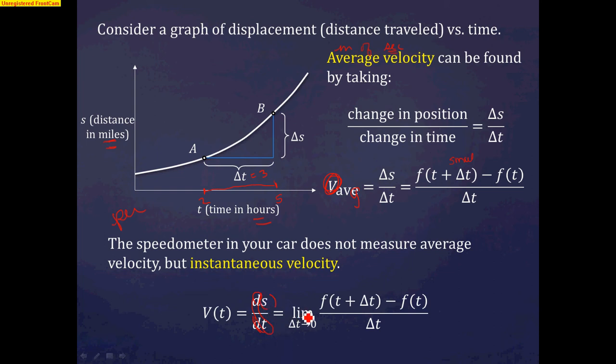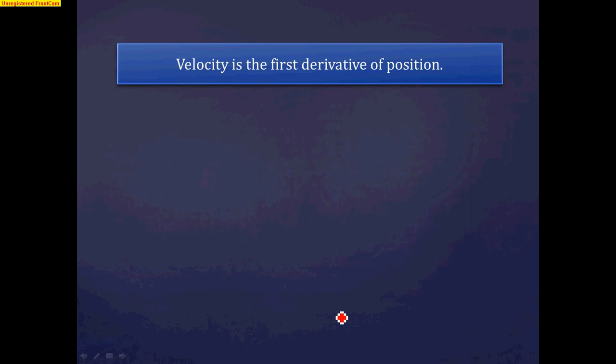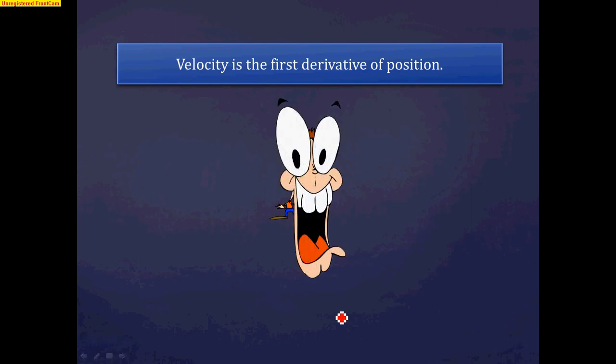And of course that definition is a limit as delta t shrinks to 0. So wait a second, think about what that means. Velocity is the first derivative of position. What? Crazy. Hello, physics.